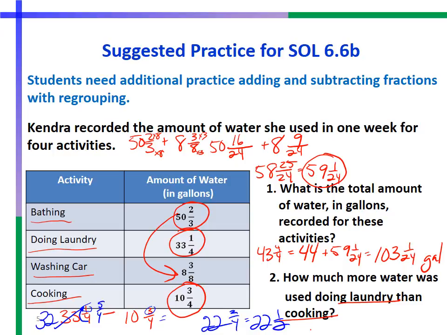And so how much more water was used? I can say 22 and 1/2 gallons more water was used for laundry than cooking.